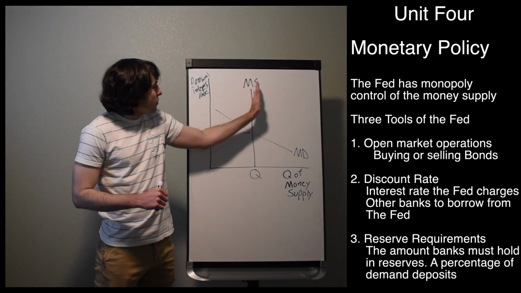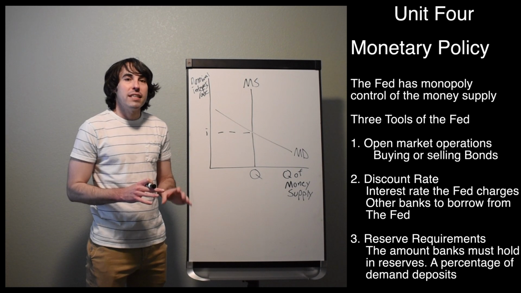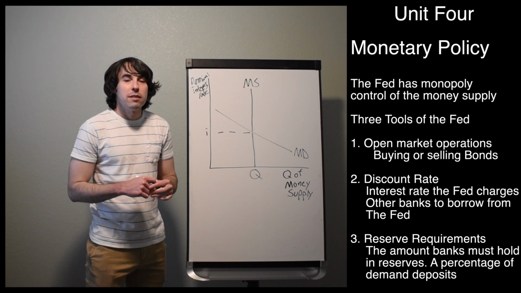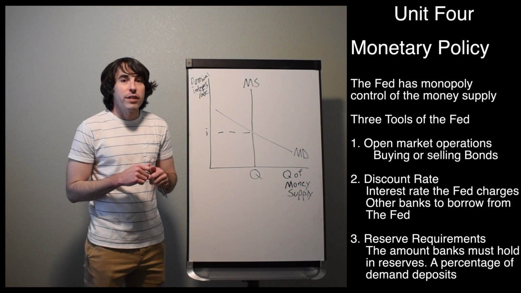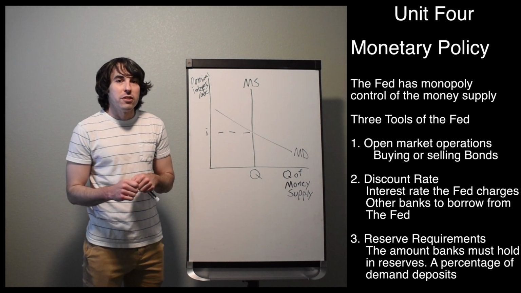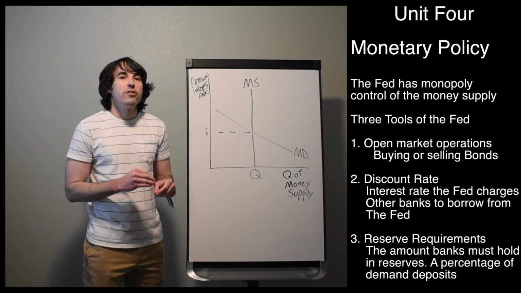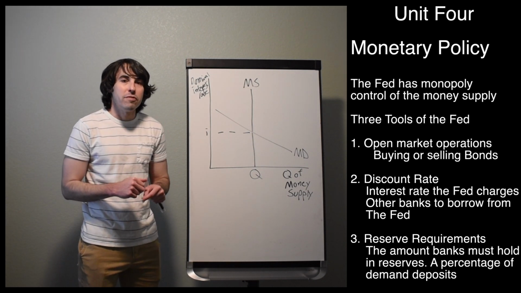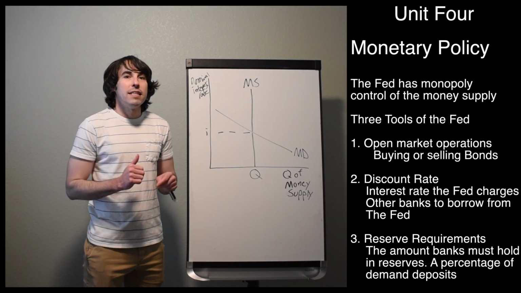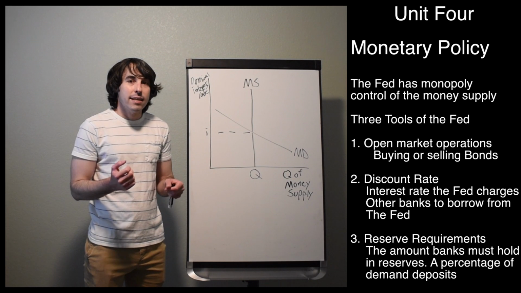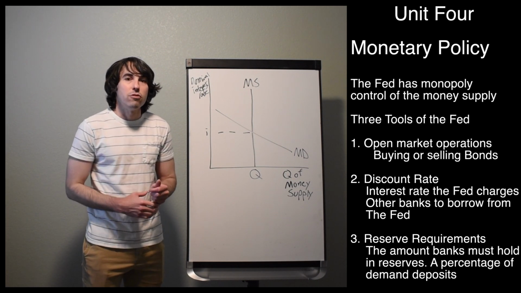The money supply curve is vertical, and that's because the Federal Reserve controls the money supply. Our central bank has monopoly control on the money supply, and they have three tools for changing it. First tool is open market operations. That's when the Fed either buys or sells bonds. Second tool is the discount rate. That's the interest rate that the Fed charges commercial banks to borrow money from the Fed. And the third tool is the reserve requirement ratio. That's the amount of money in demand deposit or checking accounts that banks have to hold on to, required by law, and that amount is set by the Federal Reserve.